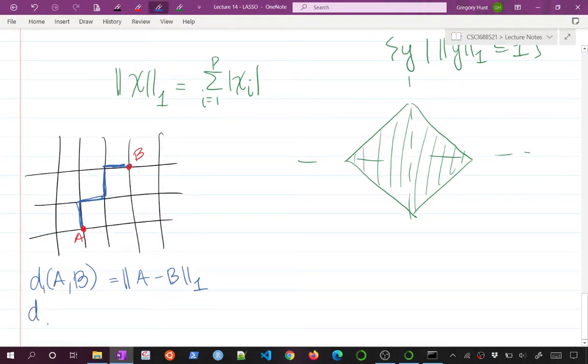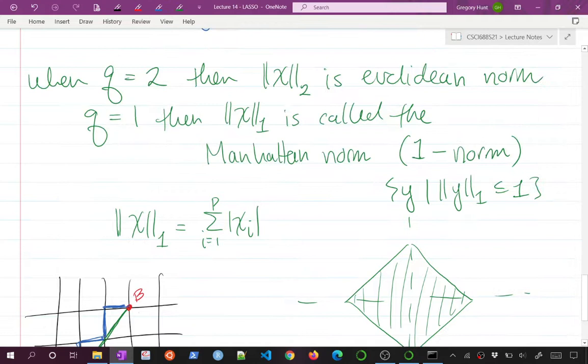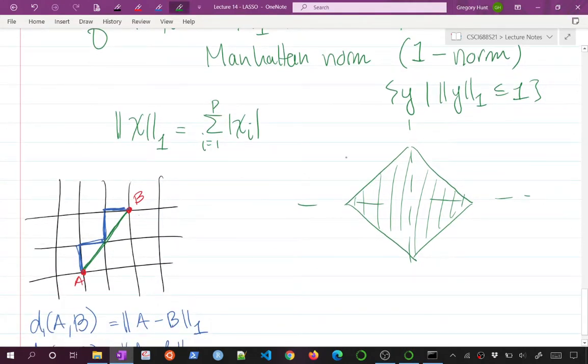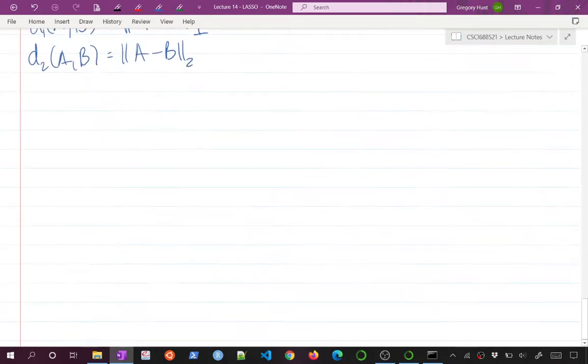So you could say that the Euclidean distance, which would be the 2 norm of A minus B, would be going directly through the buildings, right? And so the Manhattan norm and the Manhattan distance tells you how many blocks you would need to travel. So it's a different distance metric. And in this case, the set of all things that are bounded in the Manhattan norm gives us some kind of rhombus. But you can do this for other values.